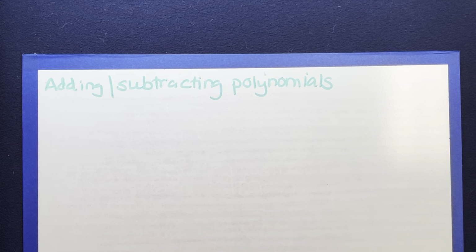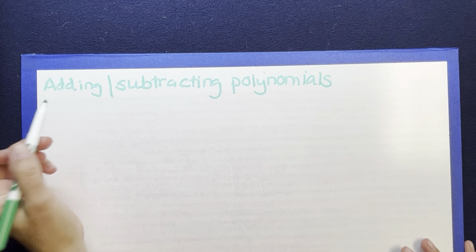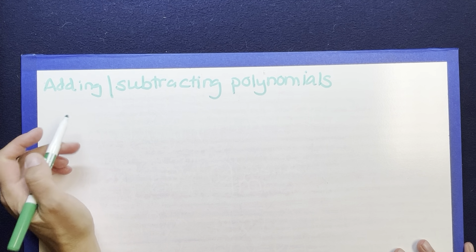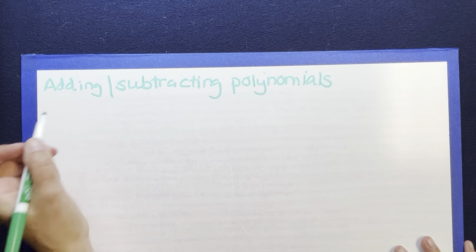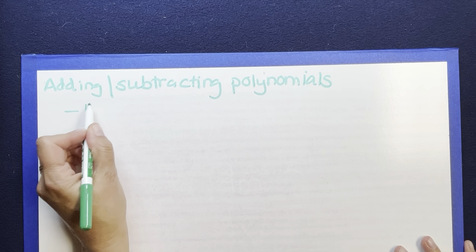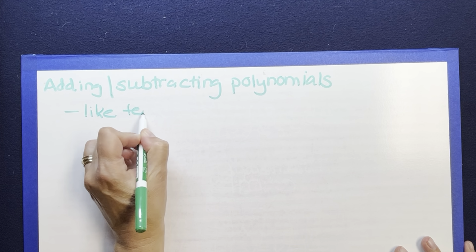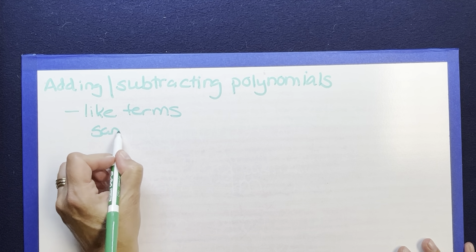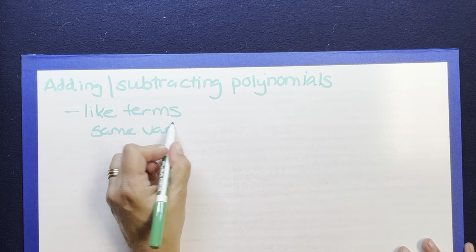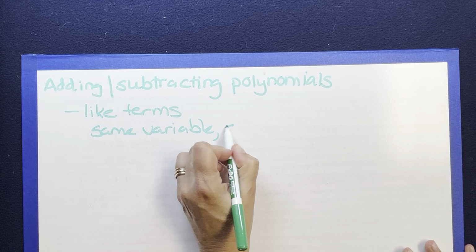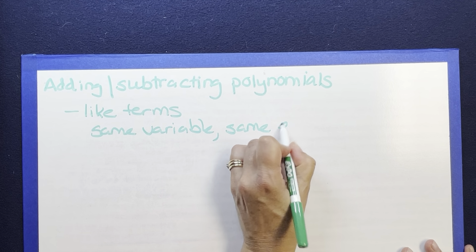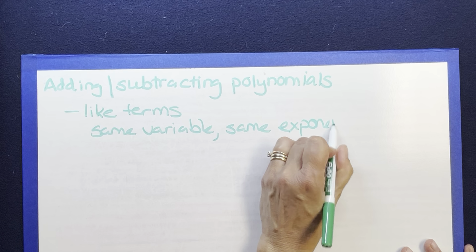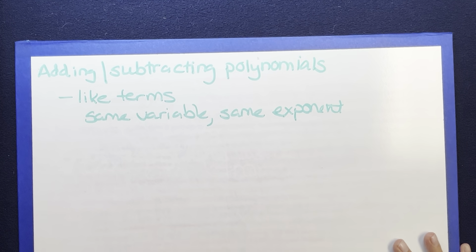Today's topic is adding and subtracting polynomials. The important thing to remember if you are adding or subtracting monomials or binomials is that you are always looking for them to have like terms. Like terms means that you have the same variable and it has to have the same exponent to be a like term.